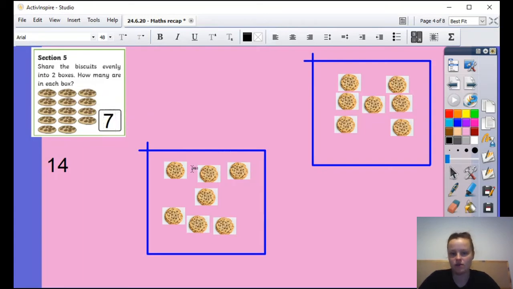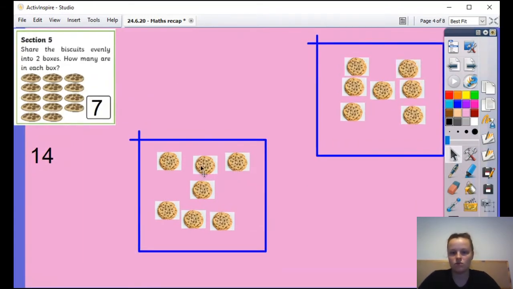Let's double check. So we've got 1, 2, 3, 4, 5, 6, 7. So there's 7 in this box. 1, 2, 3, 4, 5, 6, 7. Okay, so they've both got the same. They're both equal. We have shared the cookies out evenly. So there are 7 in each box. Fantastic. Okay.